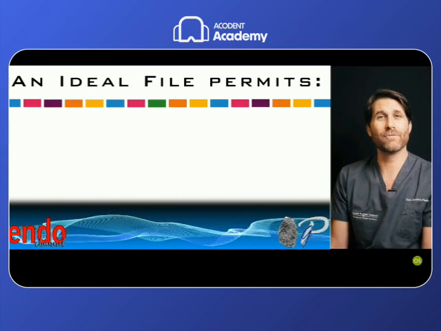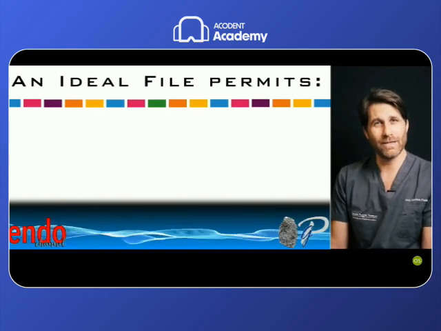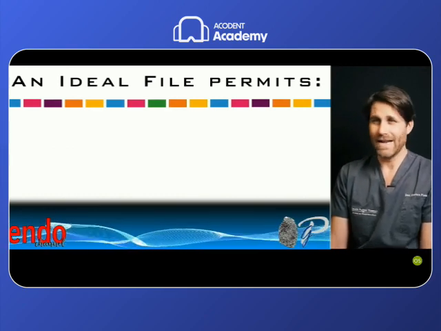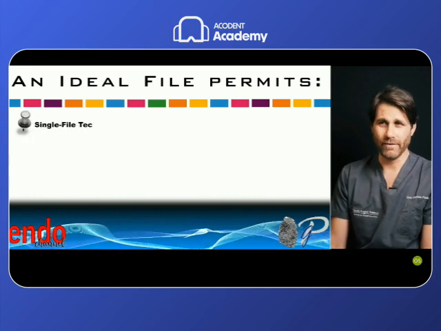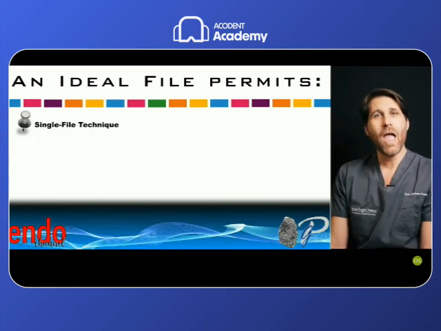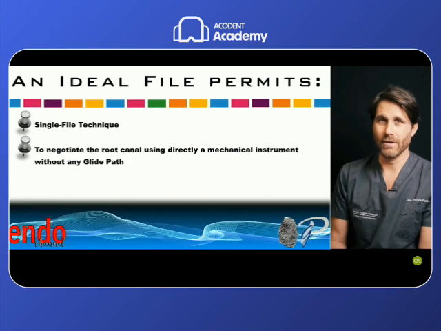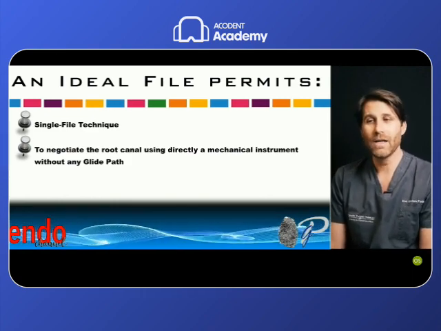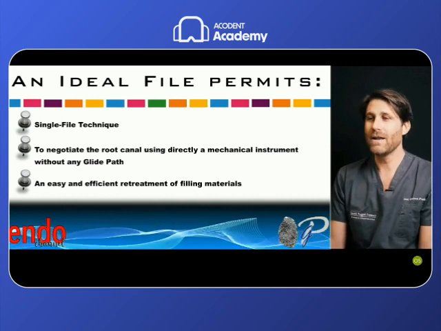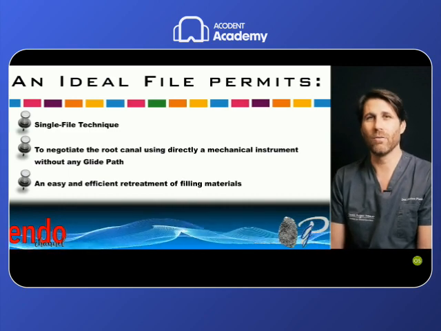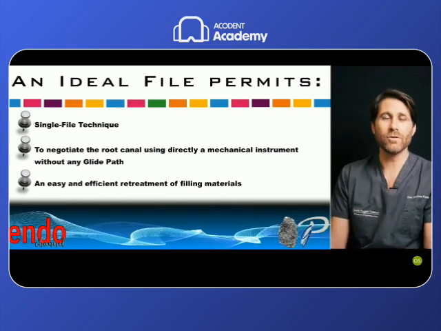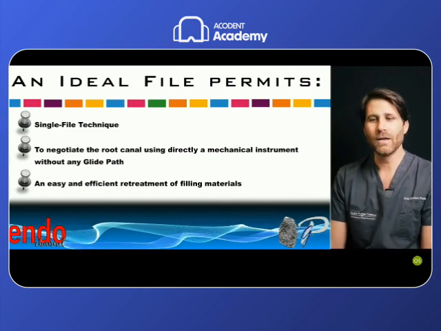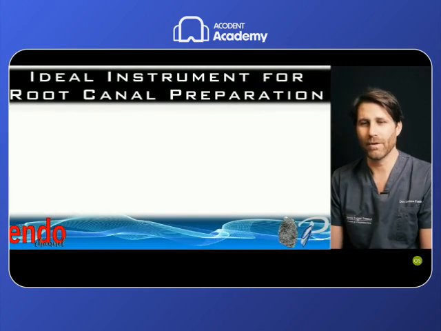I have also described in the lessons on the ideal instrument for root canal preparation that an ideal file should permit a single file technique and should permit to negotiate the root canal using directly a mechanical instrument without any glide path, and also is an easy and efficient retreatment for filling material with this ideal file. So those are other characteristics for the ideal instrument for root canal preparation.